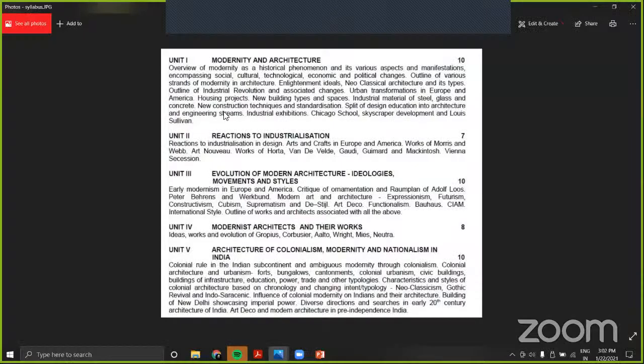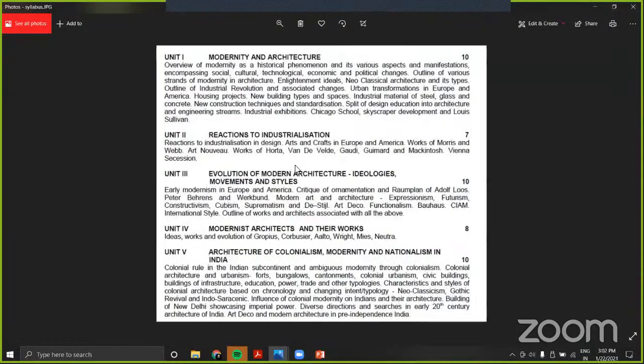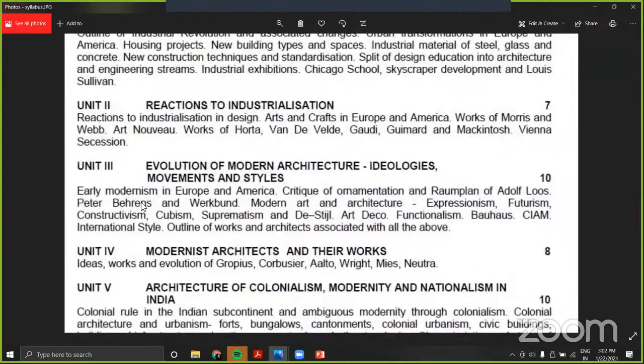So we will be seeing unit 3. In unit 3, we will be covering early modernism in Europe and America, and the critique of ornamentation and the Raumplan of Adolf Loos. We will also see the movements which started then: expressionism, futurism, constructivism, cubism, suprematism, De Stijl and Art Deco. We will see all of these one by one.